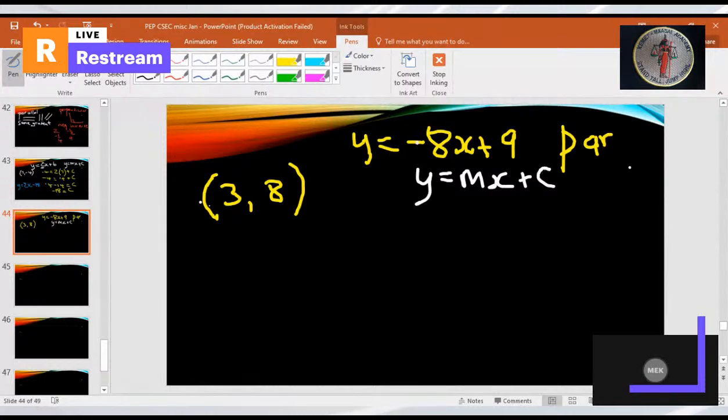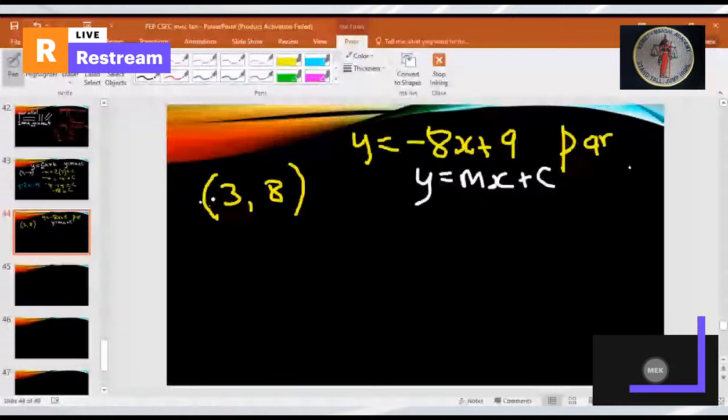Now, these are two different lines we're looking at. For this one, we know the equation of the line. We don't know any point along this line. We just know the equation of the line. We know where it crosses the y-axis at 9. We know the gradient is -8. This line, we don't know the equation. They want us to find the equation, but they told us a point along that line, where x is 3, y is 8. We know the coordinates for this point.